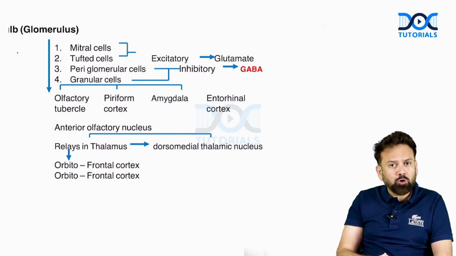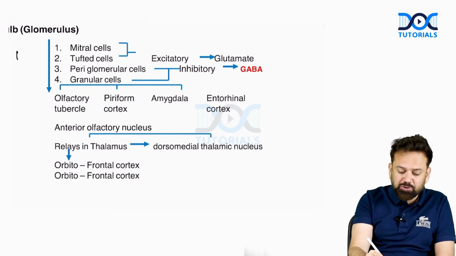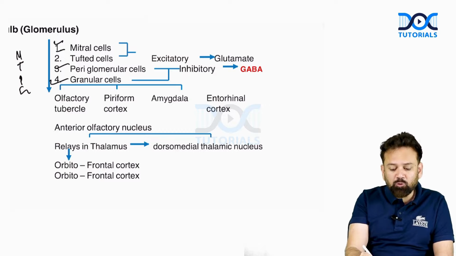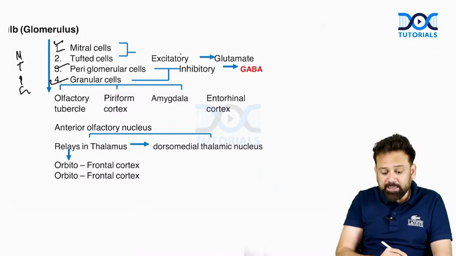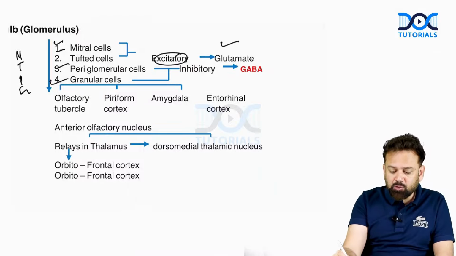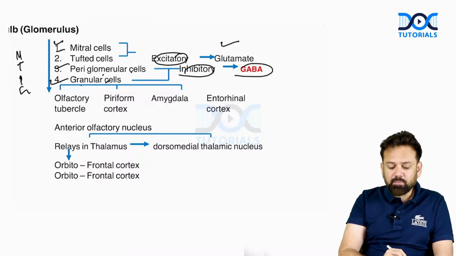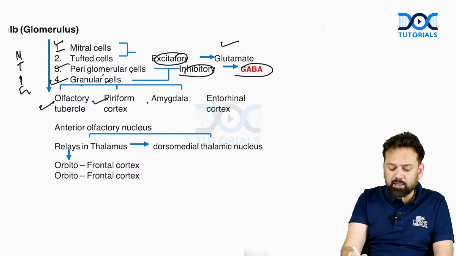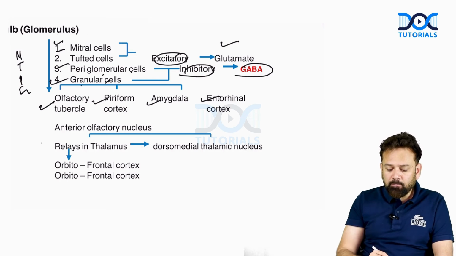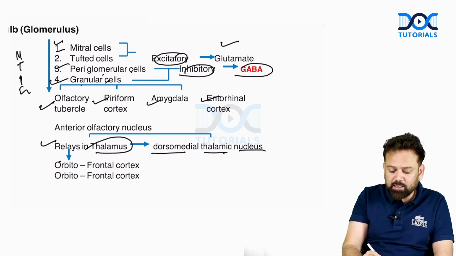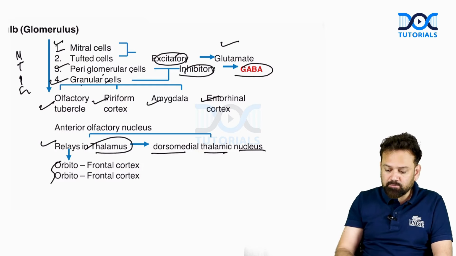Okay. Now, after ascending upward, they will go to the olfactory bulb. The olfactory bulb has four types of cell, and the mnemonic is MTPG. Mitral cell, tufted cell, periglomerular cell, and granular cells. Out of MTPG, MT is excitatory, releasing glutamate. PG, periglomerular cell, and granular cells are inhibitory, releasing GABA. Then smell will go to the tubercle, piriform cortex, amygdala, entorhinal cortex, but they will relay in the thalamus. Which nucleus? Dorsomedial thalamic nucleus. Then they can go to the orbitofrontal cortex for perception.